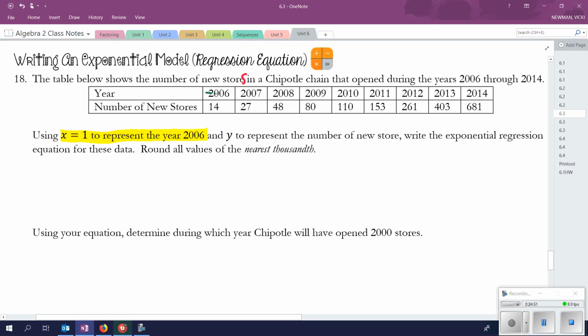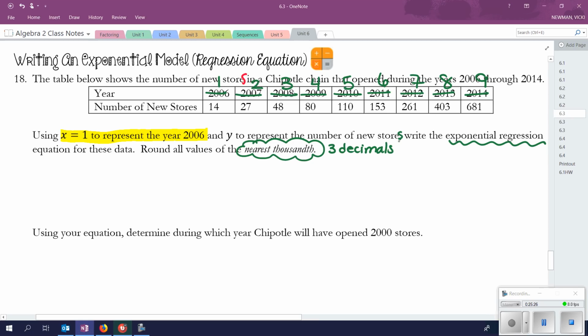2006 becomes 1. 2007 is 2. 2008 is 3. 2009 is 4. And 5 and 6 and 7 and 8 and 9. Renumber that. And y to represent the number of new stores, write the exponential regression for these data. Round all values to the nearest thousandth. That's 3 decimals, so you need to look at the fourth, and it tells you to stay or raise.